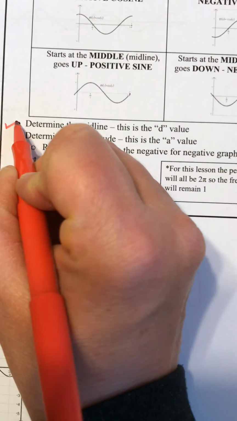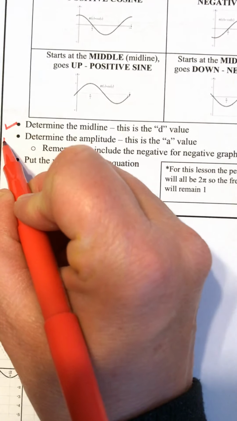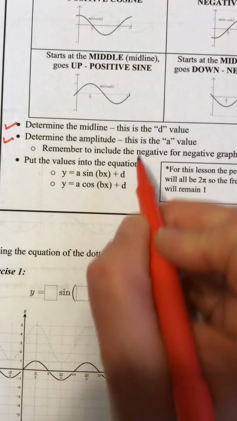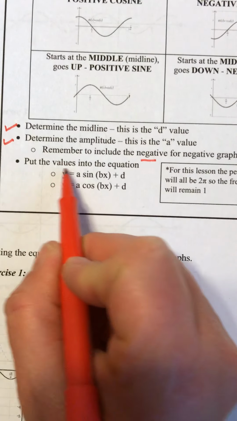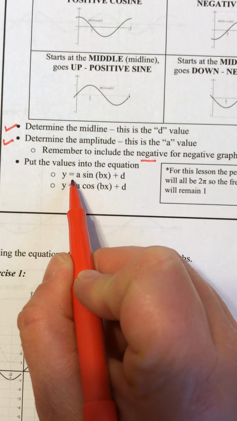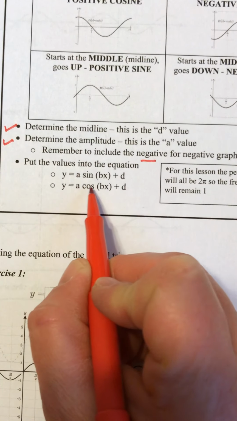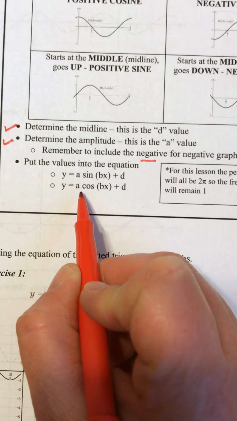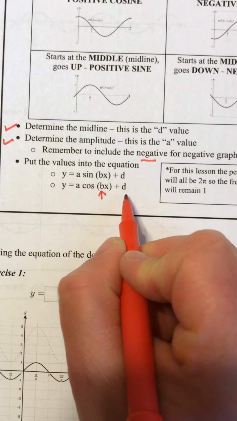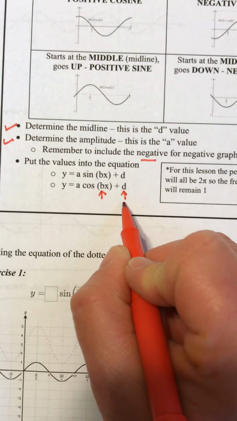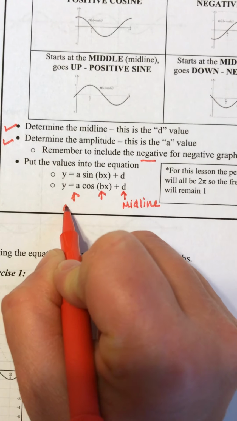So how do we determine the equations, right? Here's the steps. The first thing we do is determine the midline. This is the D value in our equation. We determine the amplitude second, and then we have to worry about if it's negative or positive, okay? Put the values into the equation, and these are the equations here. Y equals A sine bx plus d, or y equals A cosine bx plus d. A is the amplitude, B is the frequency, and today we're just going to have a frequency of 1, and D is the midline. And A is the amplitude.